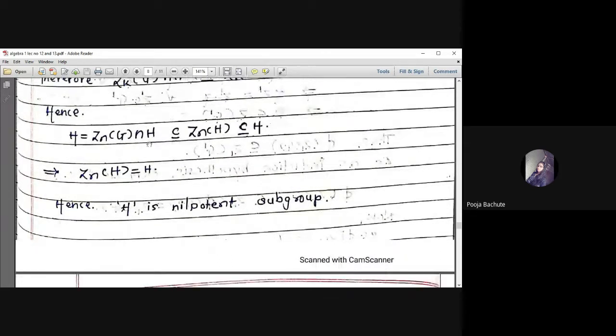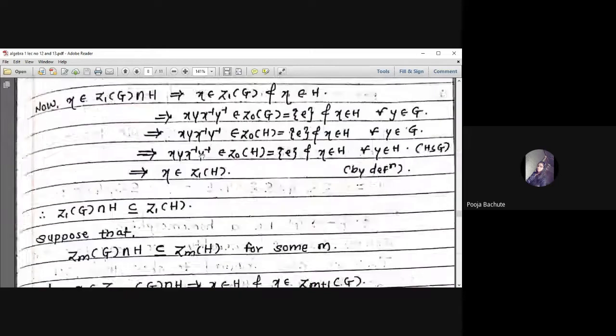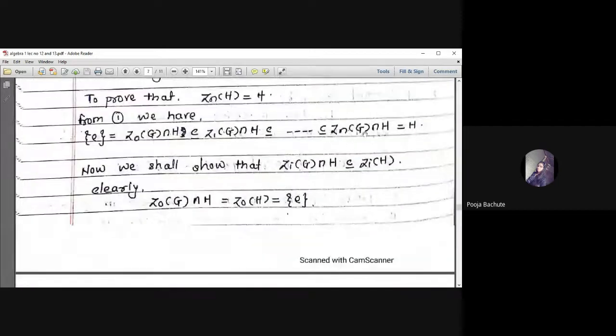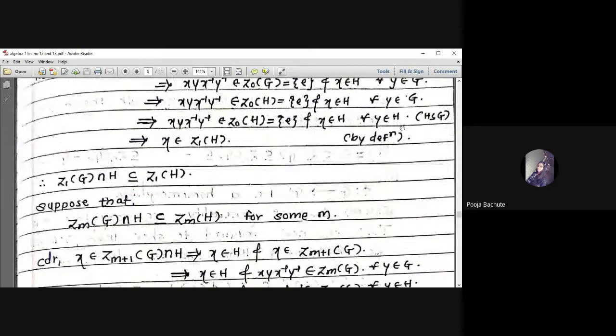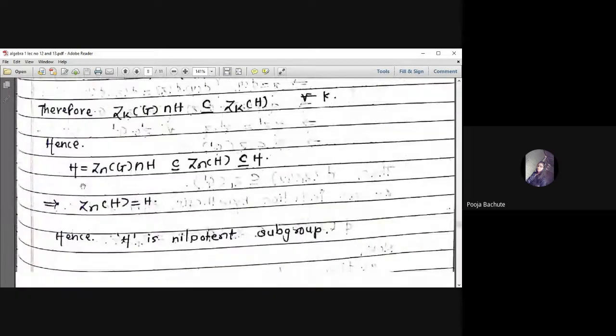Zn of G intersection H is nothing but, look at here, Zn of G intersection H is equal to H now. Hence, we write here H is equal to Zn of G intersection H. But in the previous step, we proved that this is contained in Zn of H by previous step. Okay, Zn of H. But Zn of H is contained in what?